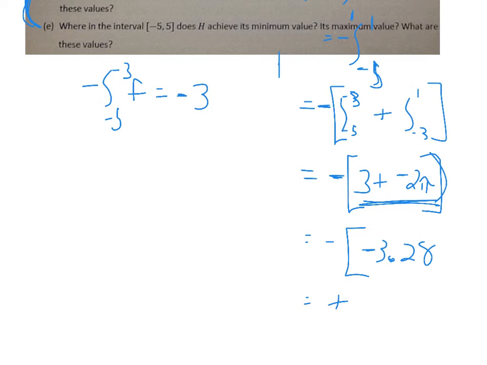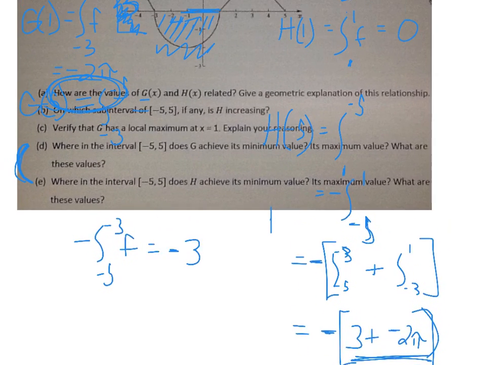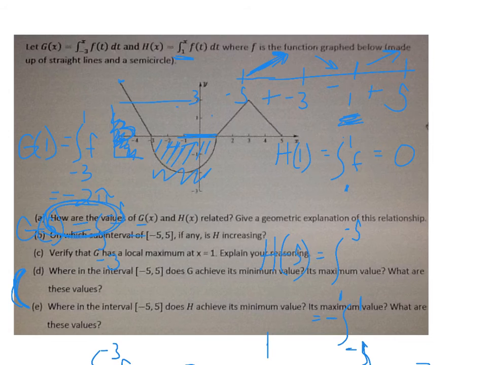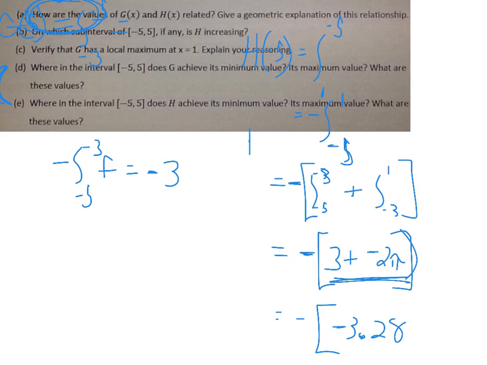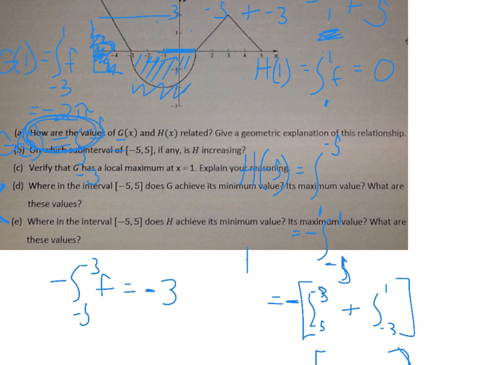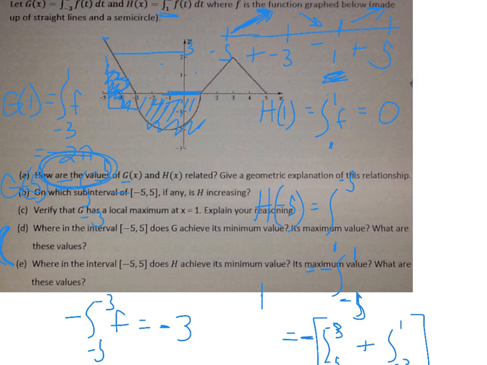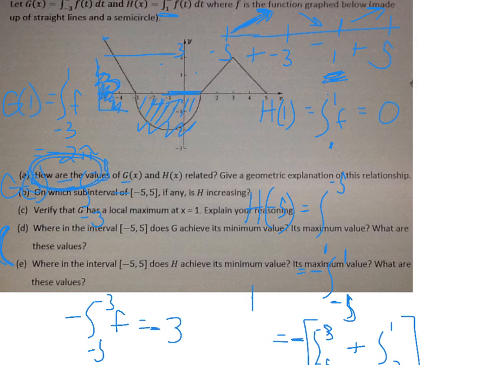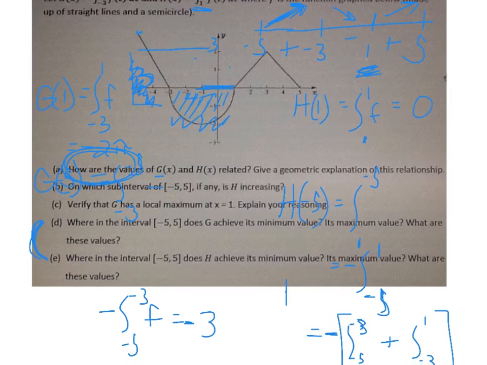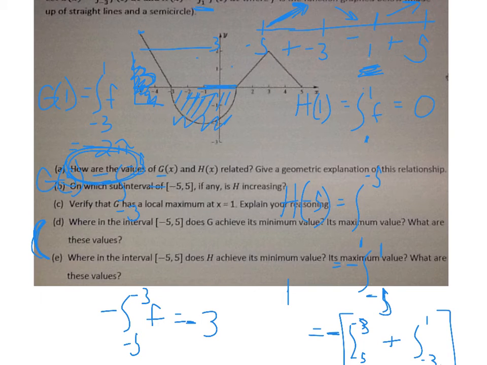So that's going to be positive 3.28. I kind of drifted there. So that's positive 3.28. Now let's go all the way back up. We had 0, which is smaller than positive 3.28. So in fact, the minimum is at 1, and the value is negative 2 pi for G. And for the last part here, for part E, it is 0.